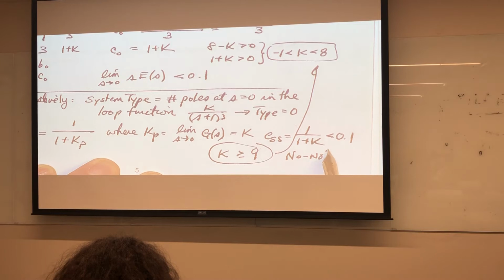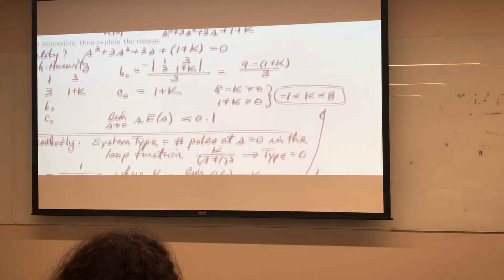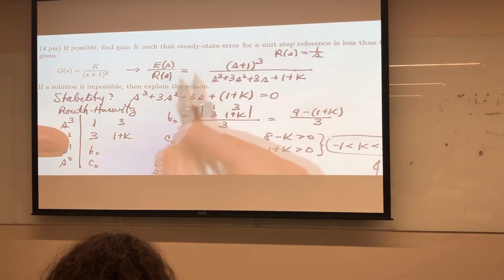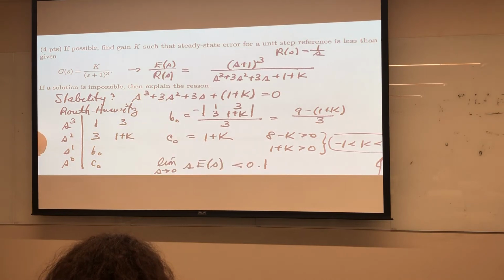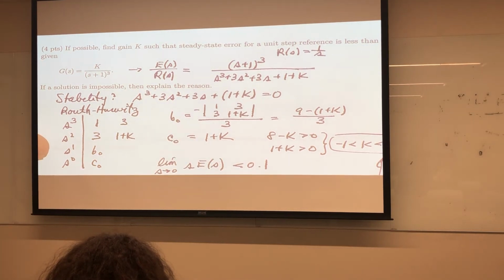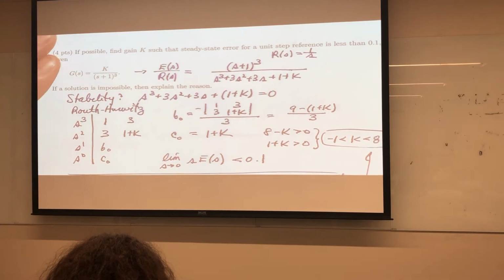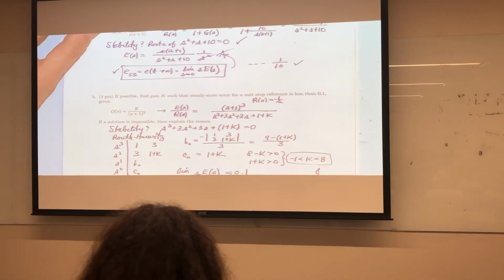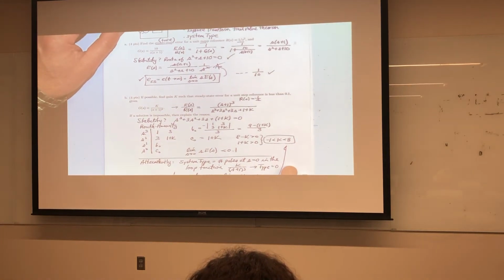And so our conclusion is that it is impossible for us to increase the gain to a point where the steady state error is going to be less than 0.1. And so in this case, the solution is impossible. The explanation of the reasoning is that the stability falls apart. Okay? So let me zoom out a little bit so you can take a look at both of those problems. It's a little bit difficult on a wide screen to look at things that are tall, but that's the general idea there.